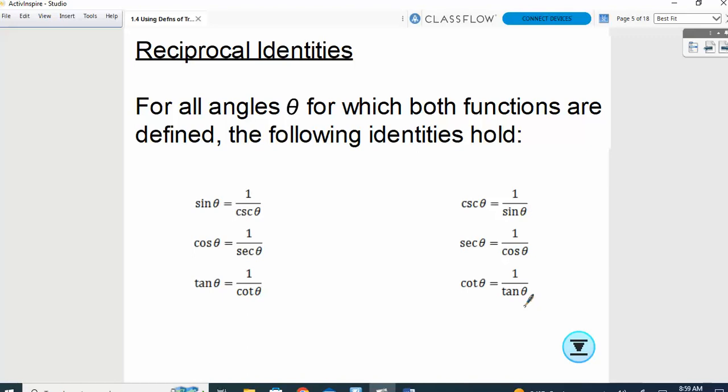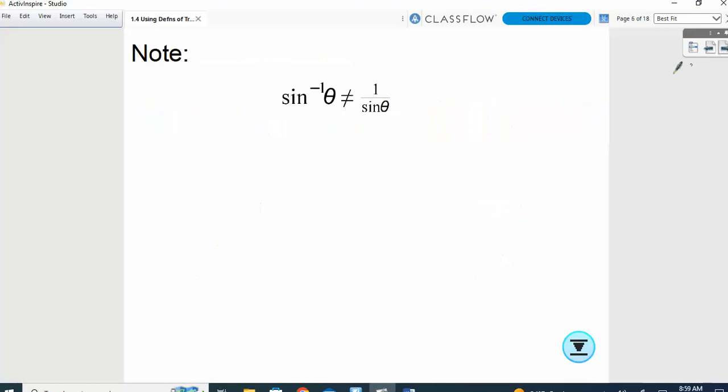The second thing has to do with a notation and something on your calculators. So in the next chapter we will talk more about using a calculator, but I want to go ahead and make a mention of this now. In algebra, we use -1 to mean the reciprocal of something. That is not the case with these trig functions.